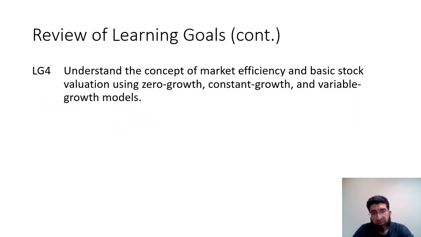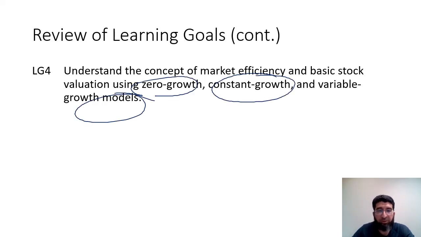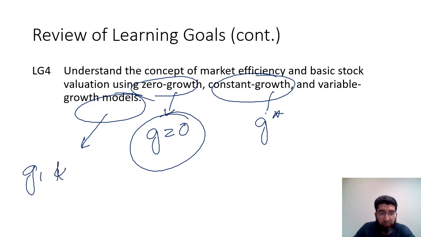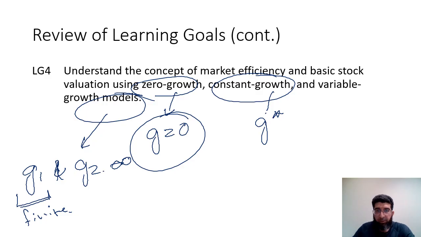So in these slides we have gone through the zero growth model, constant growth model, and variable growth model. The difference is that in zero growth, the growth is zero. In constant growth, there is a growth which stays forever the same, and in variable growth models we have 2 growth rates, G1 and G2, where G2 incorporates infinity, and G1 is for a finite time period. That's it.